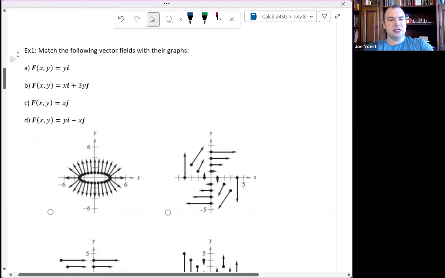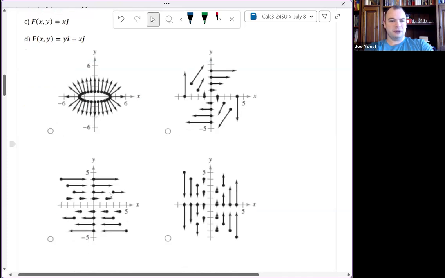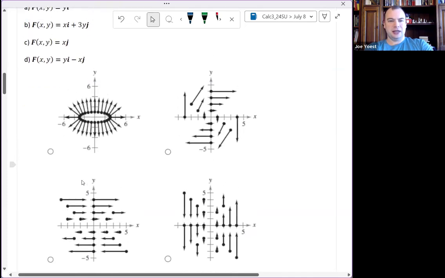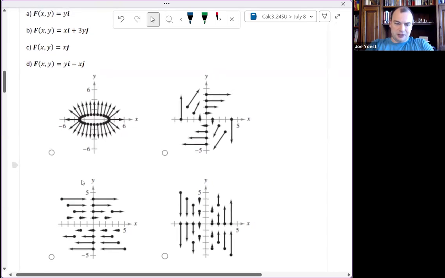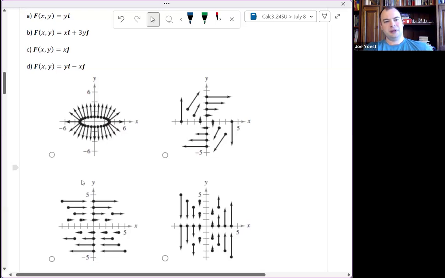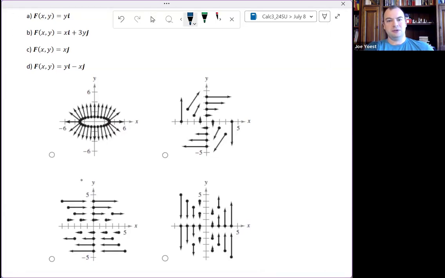Okay, so let's look at this example then. We'll look at some specific vector fields, and let's try to match each of these functions with the graphical representation below. So here I have 4 graphical representations, and I have 4 functions. Let me shrink this just a tiny bit so I can fit it all on here. There we go.